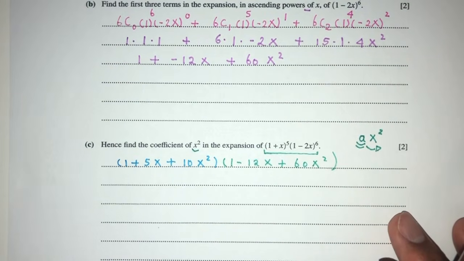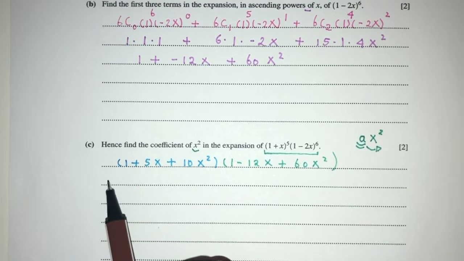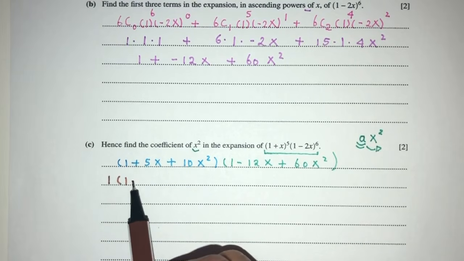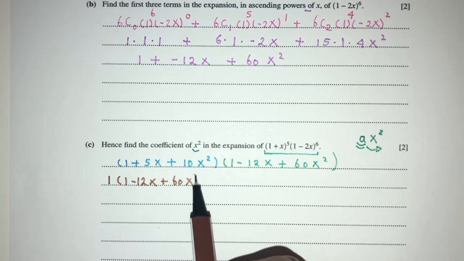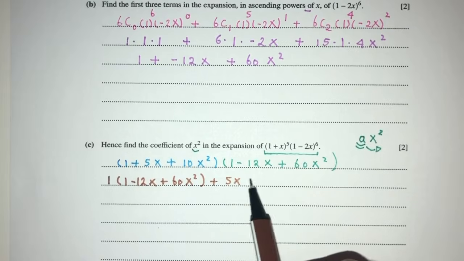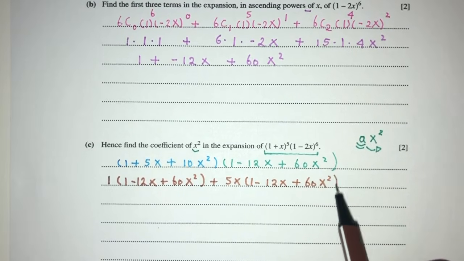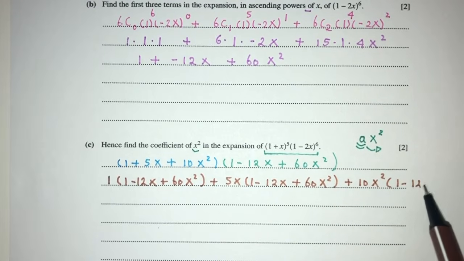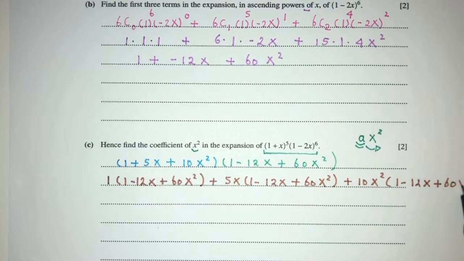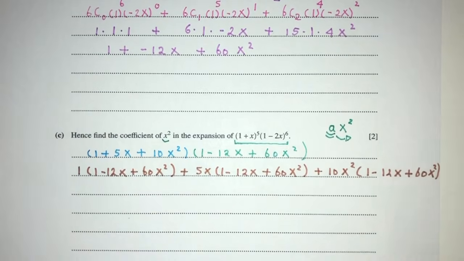Now in this expansion, we only care about the value in x squared, so we don't need to really expand everything, but if you want to, that is okay as well. For example, if you were to expand this, you will have the first term multiplied by the whole thing, 1 times 1 minus 12x plus 60x squared, plus 5x times 1 minus 12x plus 60x squared, and finally 10x squared multiplied by 1 minus 12x plus 60x squared. So that's the idea behind expanding this. It will be something like this.